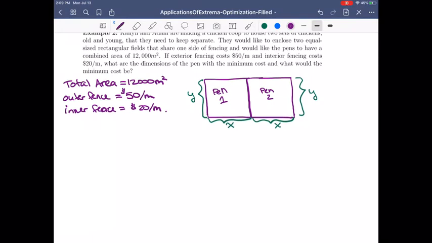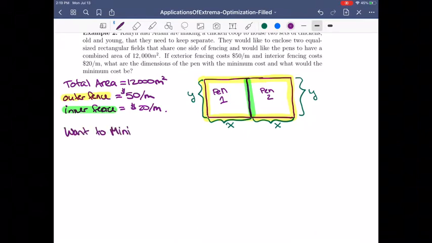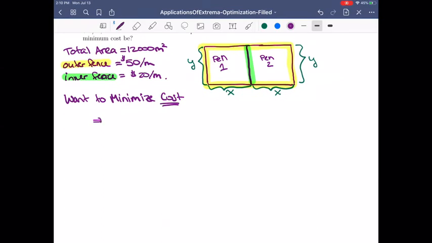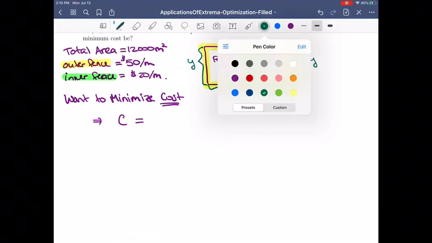Now the outer fence, let me highlight. The outer fence is all the fence that goes around the outside, but the inner fence is just this one bit in the middle. So that's where we need our fencing. What I want to do is minimize cost. So I want an equation for the cost. I'm going to call it C for cost.